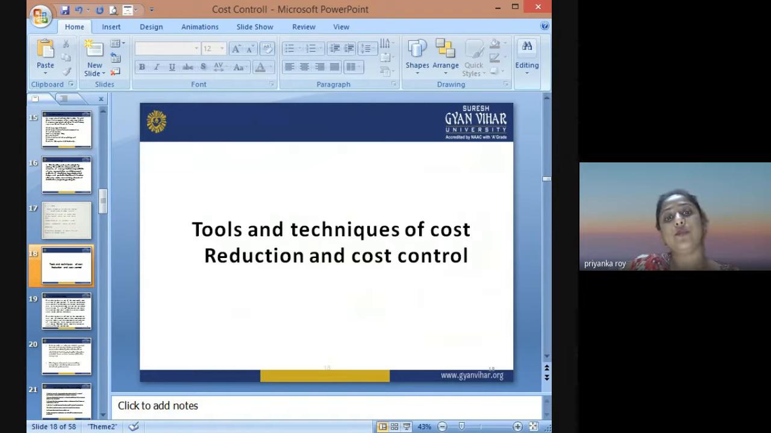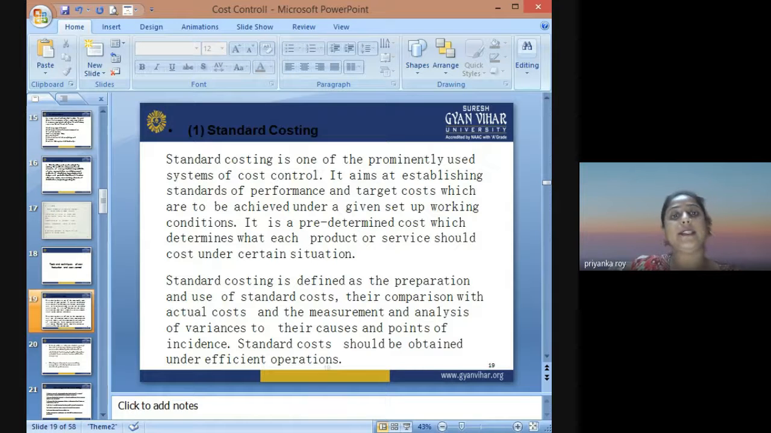Then, tools and techniques of cost reduction and cost control. What are the tools and techniques? The standard costing. Standard costing is one of the permanently used systems of cost control. It aims at establishing the standard of performance and targeting the costs which are to be achieved under a given set of working conditions. It is a predetermined cost which determines what each product or service should cost under certain situations.